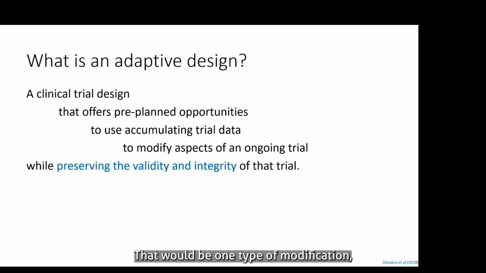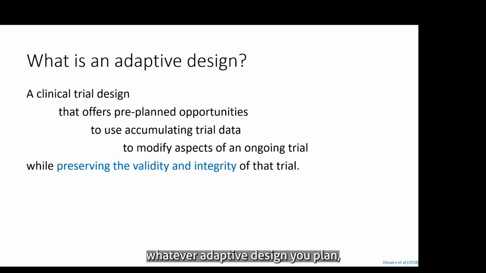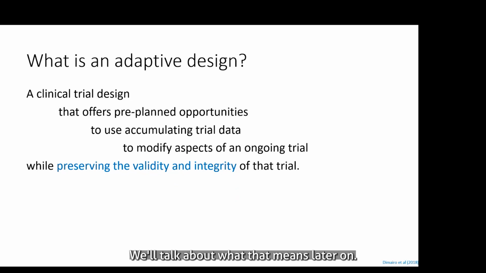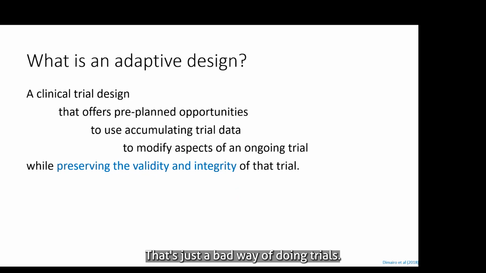That would be one type of modification, but it's certainly not the only type. The key bit of this definition is, however, that whatever adaptive design you plan, it's only a true adaptive design if you preserve the validity and integrity of the trial. We'll talk about what that means later on. So just looking at data as you see fit during the trial is not an adaptive trial. That's just a bad way of doing trials.